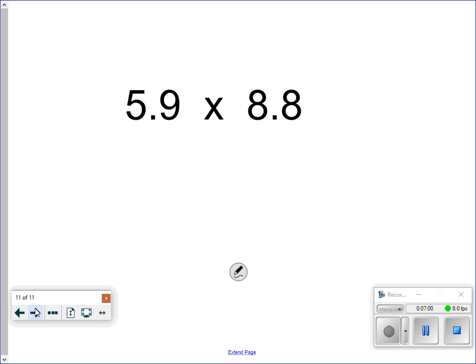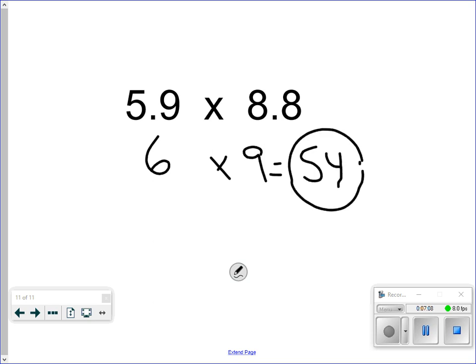Here is our last one. 5.9 rounds up to a 6. 8.8 rounds up to a 9. 6 times 9 is 54. That is how you round to the nearest number. Hopefully step graphs, you're going to have a couple step graphs in your assignment today. You're going to do some rounding, and that will be your math lesson today.